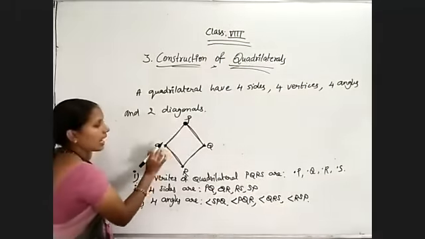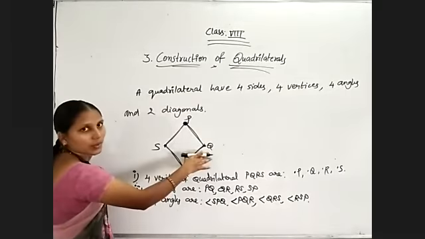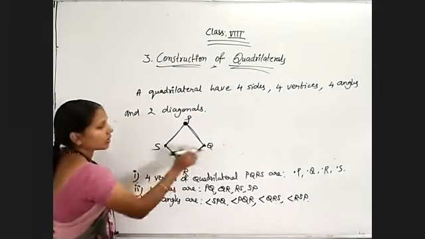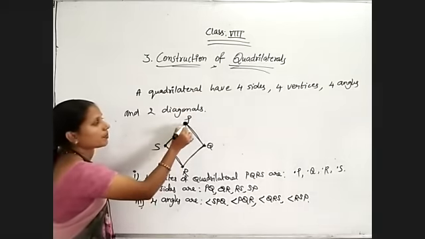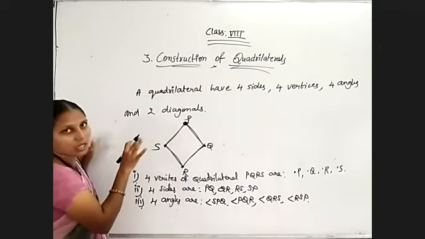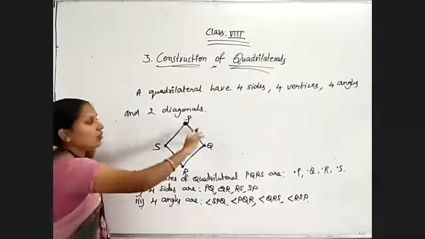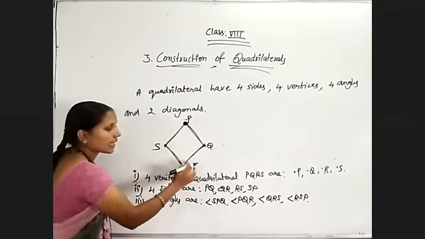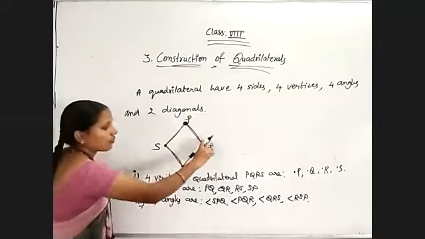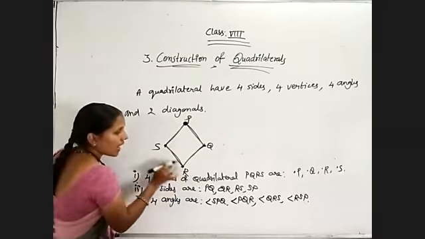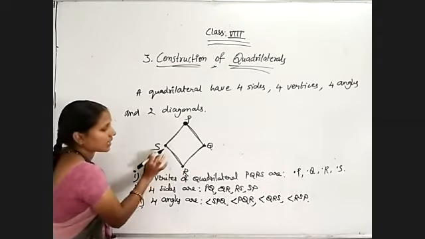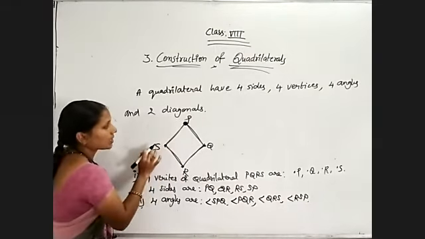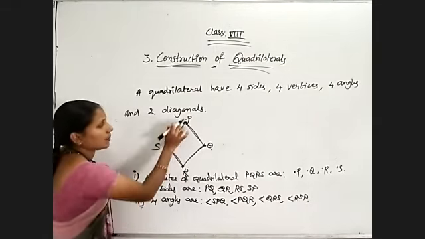How to write the names, you know very well. For P, adjacent angles are S and Q. So SPQ, otherwise QPS. Anyway we can write, because P we have to place in the middle, that's all. That will be the angle. Now for Q, PQR I can write, otherwise RQP. For R, QRS, otherwise SRQ. Again for S, RSP, otherwise PSR.